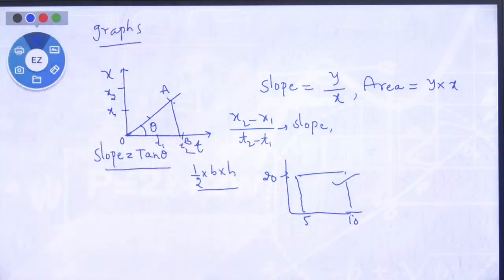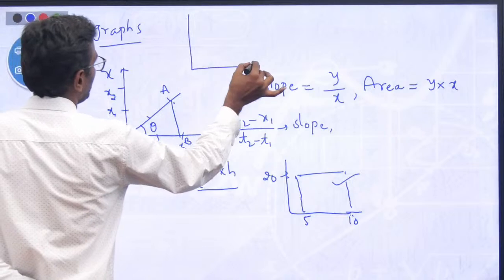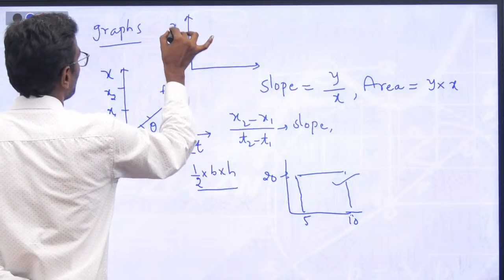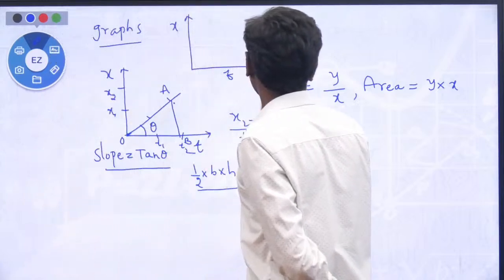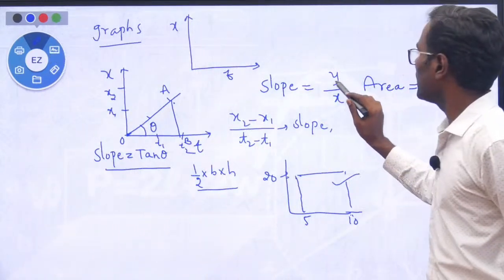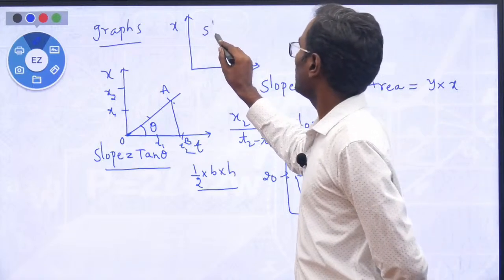Okay, beta. So first we will now introduce the slope of the position-time graph. Here slope is equal to what I wrote here, y by x. Slope is equal to y by x.